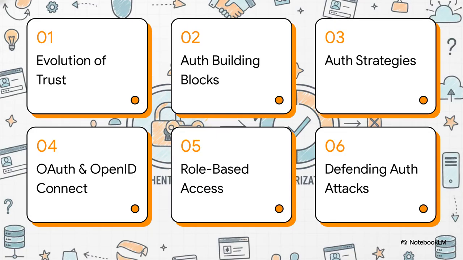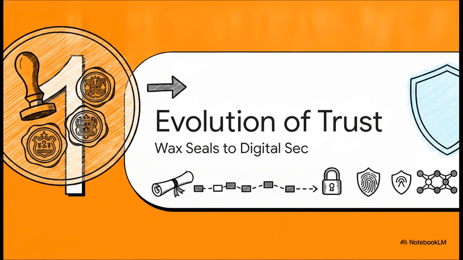So, here is our roadmap for today. We've got 6 key areas. First, the evolution of trust, then the core authentication building blocks. After that, choosing your auth strategy, OAuth and OpenID Connect, role-based access control, and finally, defending against auth attacks. All right, let's jump right into section 1, the evolution of trust, from wax seals to digital security.